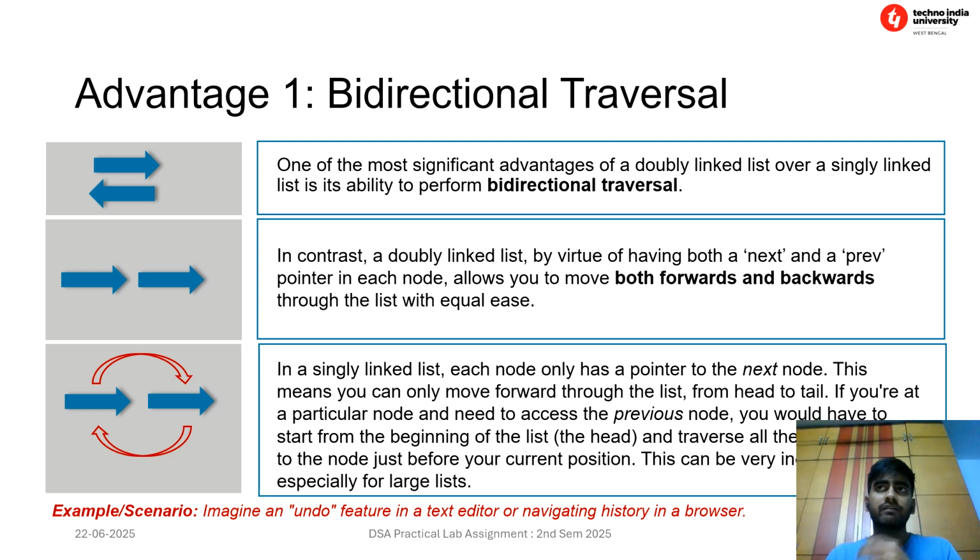This bidirectional traversal property provides us with a lot of flexibility in designing much more efficient C programs for certain operations, like those in which we need to move backward and forward very frequently, or we need to access neighboring nodes frequently. Now we will move on to the next slide.